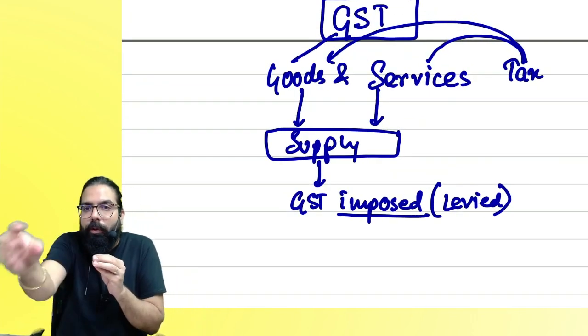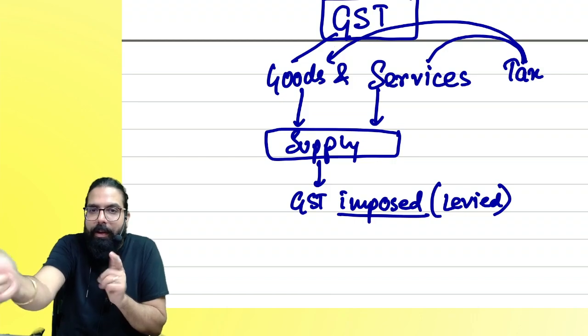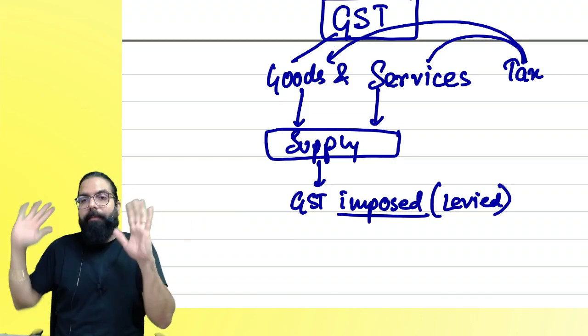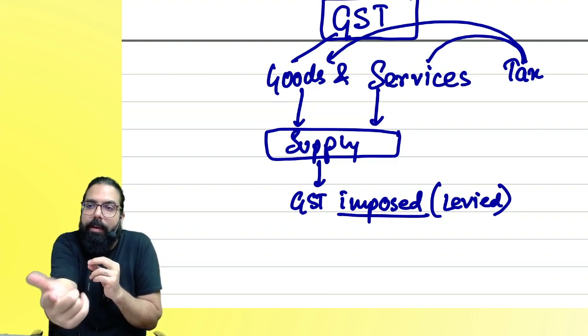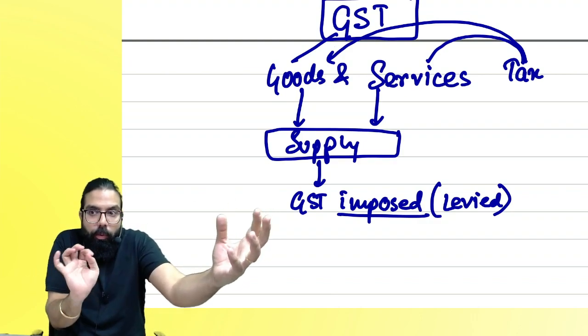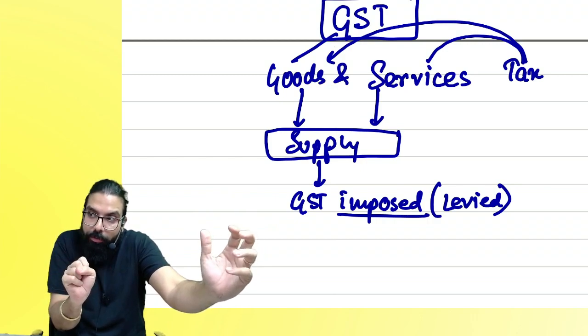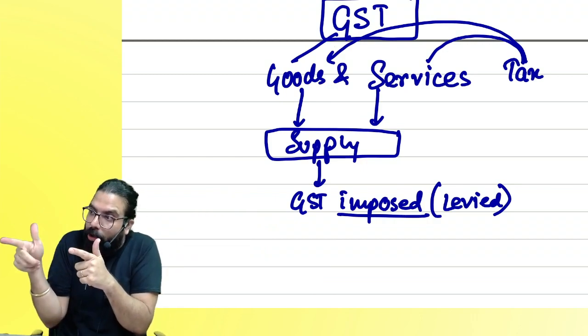So whenever I sell the goods, what will be levied, everyone? GST will be levied. I should collect and pay. Service, whenever I provide it, GST will be imposed. Once imposed, now what should I do? Collect and pay. Yes or no, everyone?